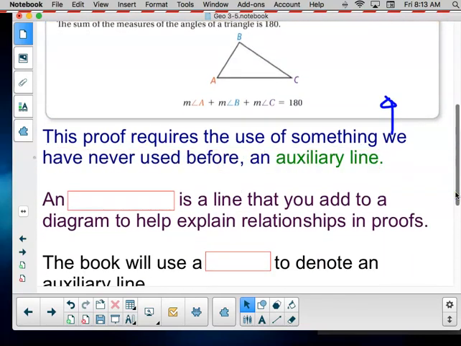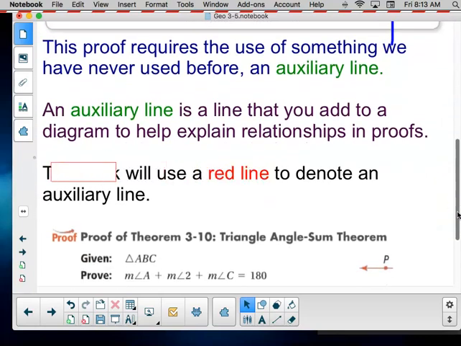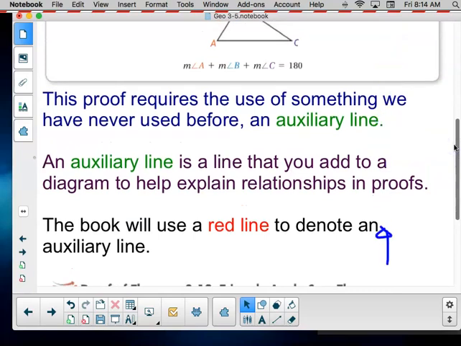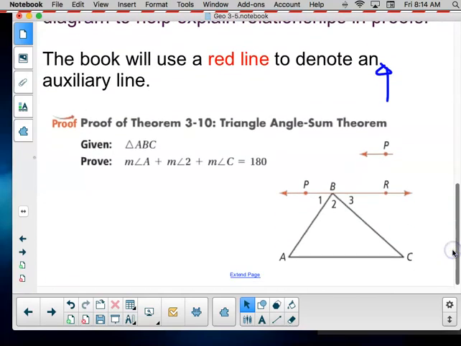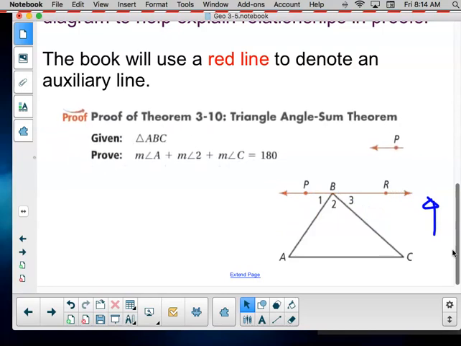This proof requires the use of something we have never used before, an auxiliary line. An auxiliary line is a line that you add to a diagram to help explain relationships and proofs. The book will use a red line to denote an auxiliary line. So here, if I have a triangle, I'm going to put in something called an auxiliary line. Now, let's talk about this proof.